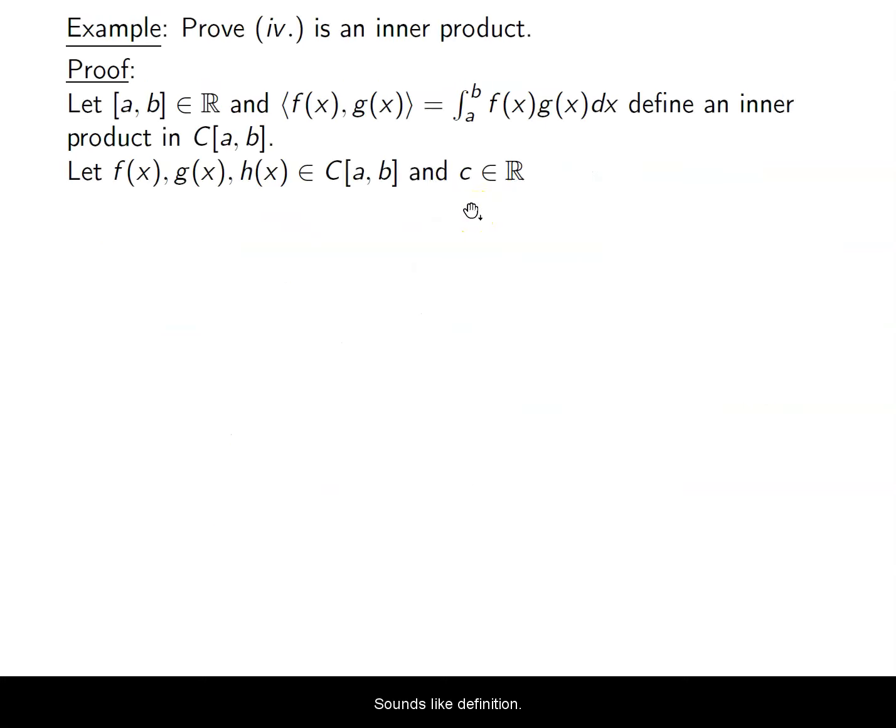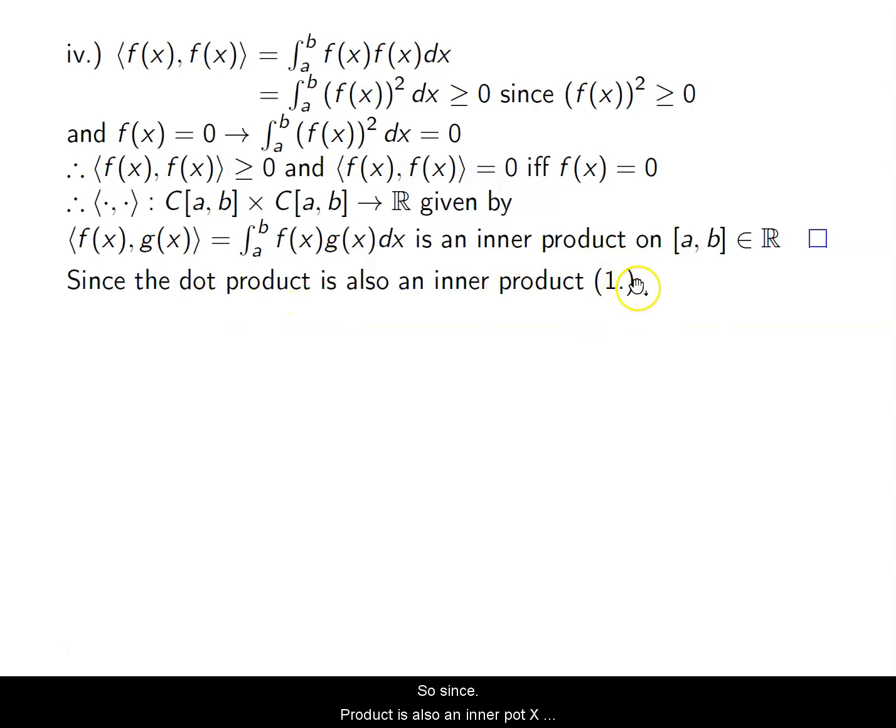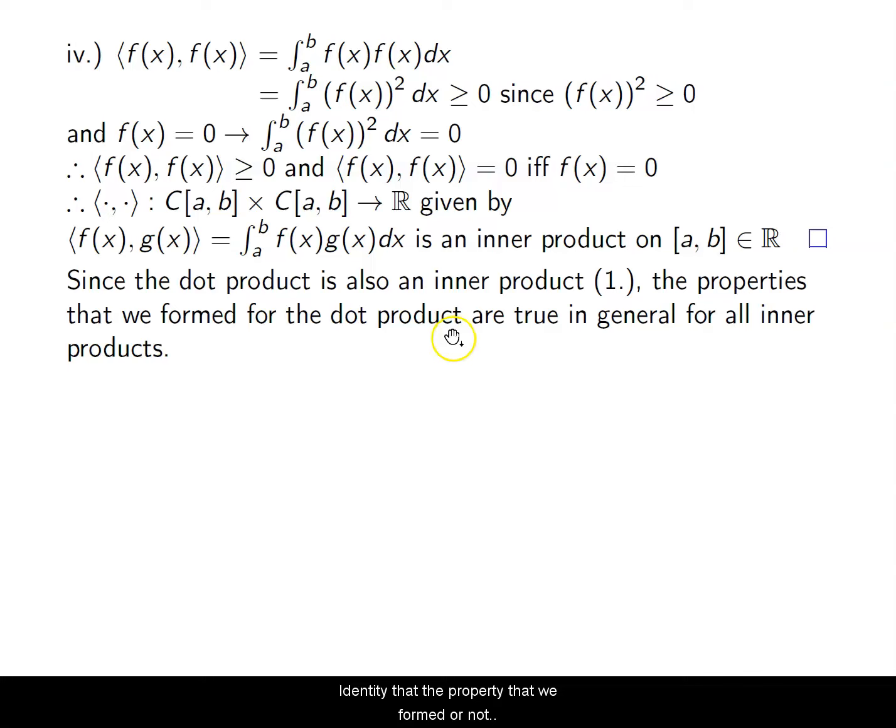Okay, so since the dot product is also an inner product, because 1 is the same thing as 1 but with your diagonal matrix being the identity, the properties that we formed during that dot product section are true in general for all inner products, right? So I said this at the beginning of the video, so I'm just reiterating it now. So all of those things that we had before for dot products, we can do now.